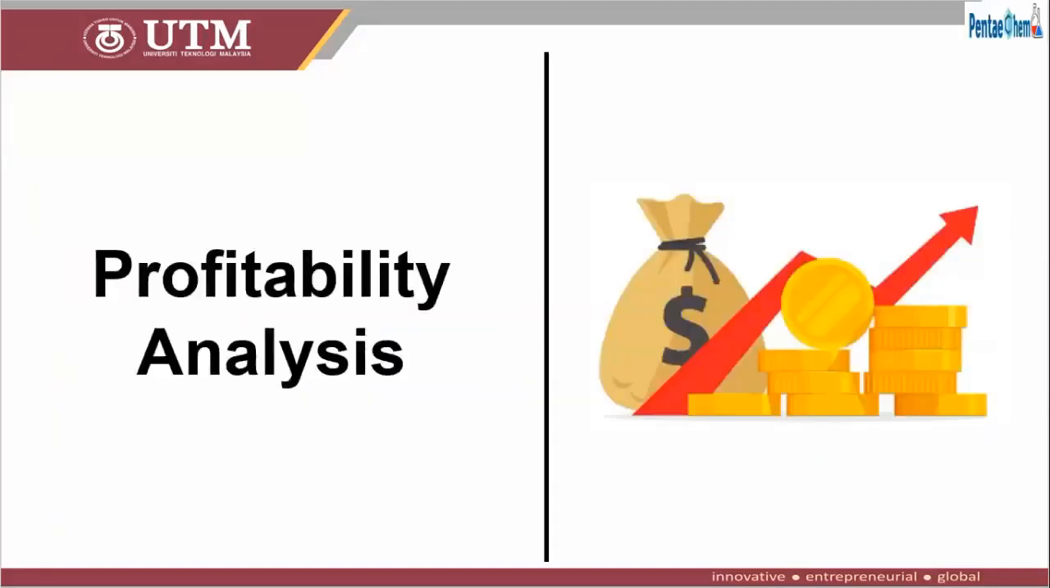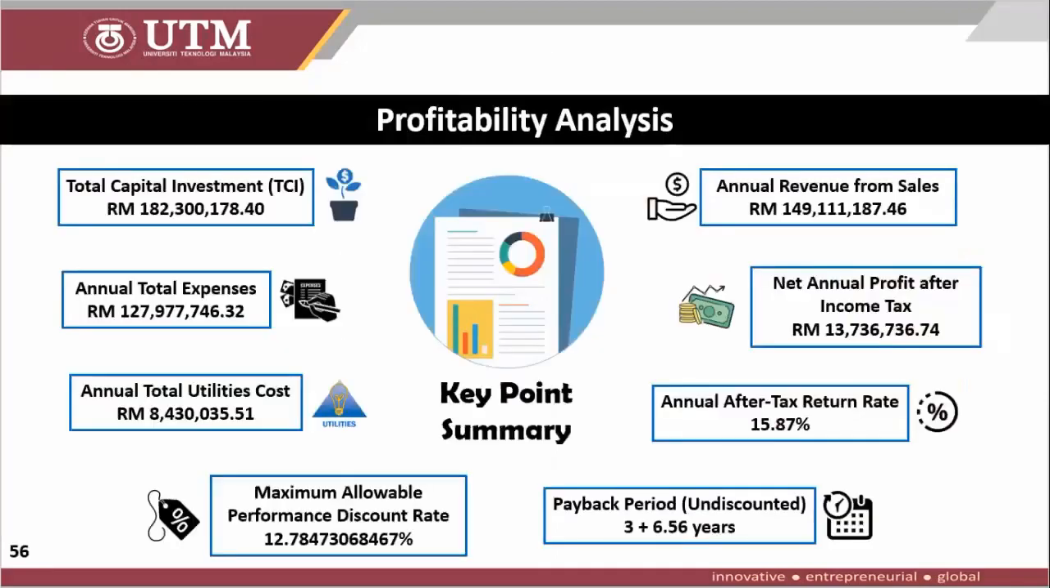Okay, so now I will continue for the last part of the presentation, which is the profitability analysis for our plant. As you can see in this slide, I summarized this analysis into some key points. The first one is the total capital investment cost. The TCI for our plant is around 182 million ringgit, and the capital investment cost included grassroots capital, direct and indirect costs, working capital, and also startup costs.